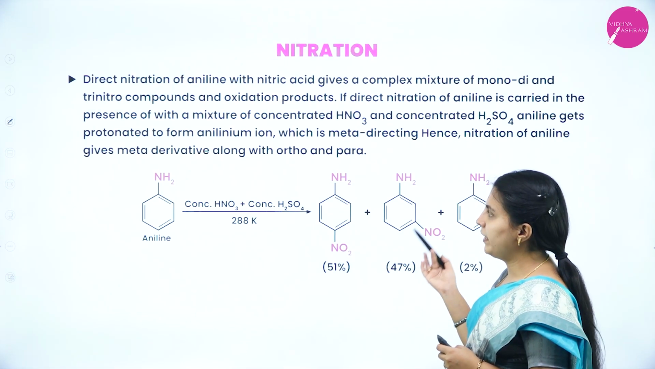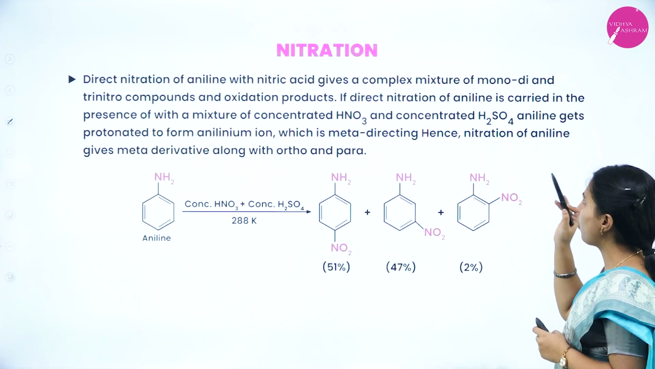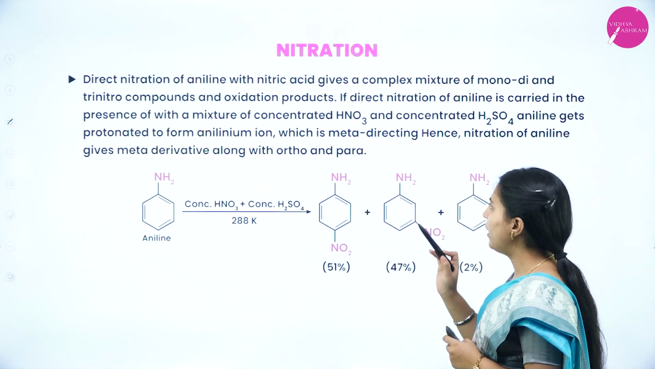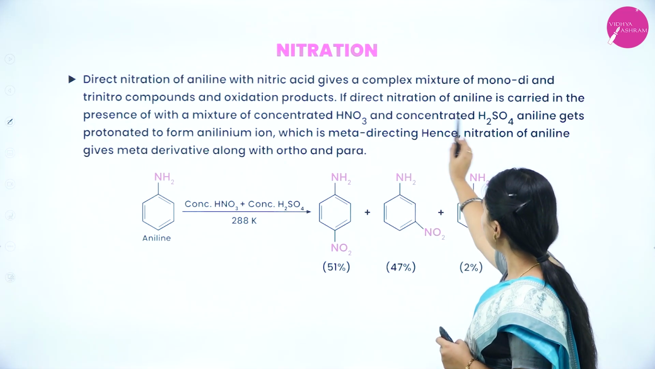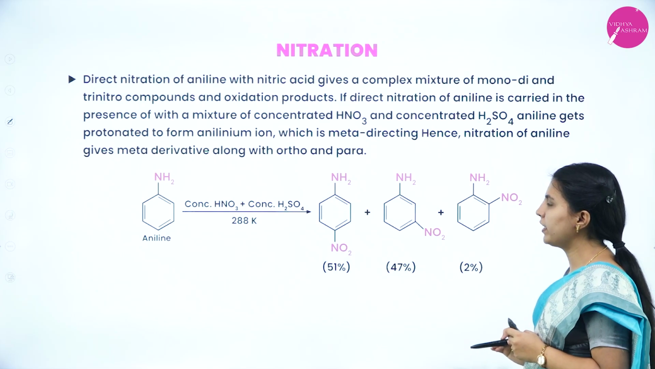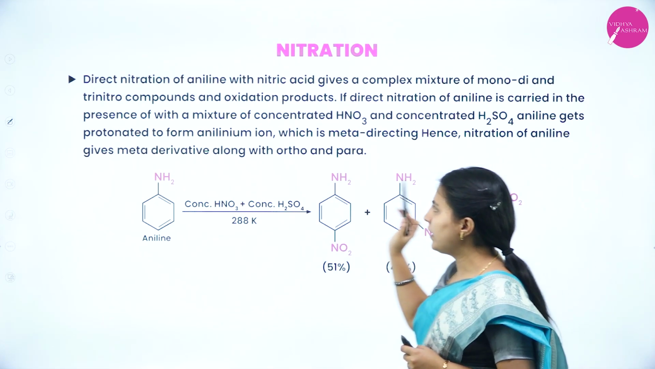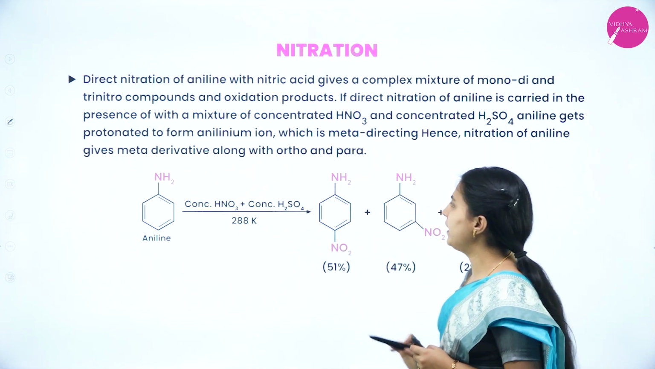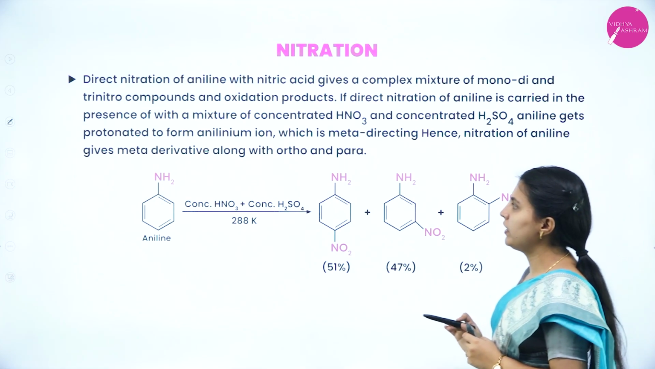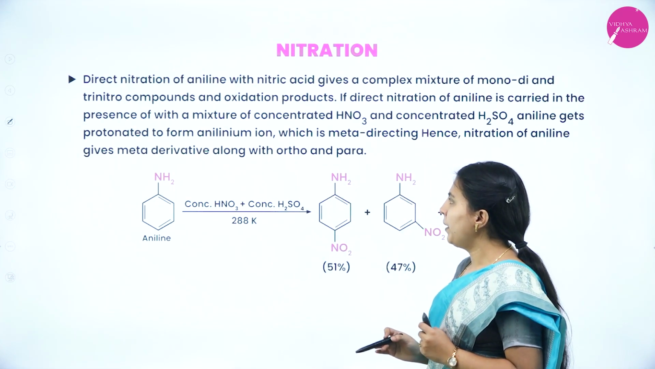Okay. Next, nitration. Direct nitration of aniline with nitric acid gives a complex mixture of mono, di or tri-nitro compounds and oxidation products. If direct nitration of aniline is carried out with a mixture of concentrated nitric acid and concentrated H2SO4, aniline gets protonated to form the anilinium ion, which is meta-directing. Hence, nitration of aniline gives the meta-derivative along with ortho and para.